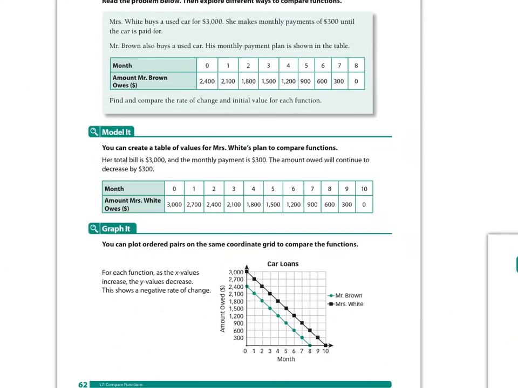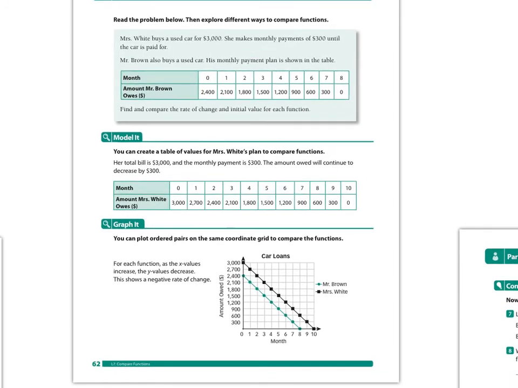A few more, and then you guys will be able to work on some of these on your own. Again, here's our scenario here. We've got Mrs. White, Mr. Brown. They each buy a used car. Mrs. White buys hers for $3,000, and she makes monthly payments of this. Think to yourself, initial value, rate of change, which is which? Mr. Brown also buys a used car. His monthly payment plan is shown in the table. Again, I want you to think about initial value, rate of change.